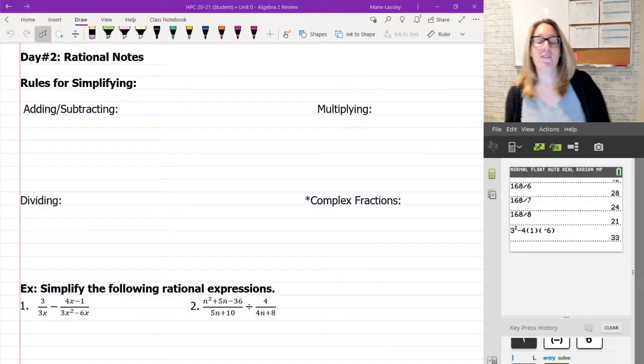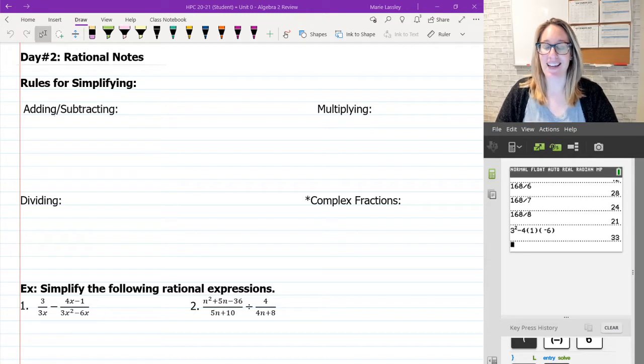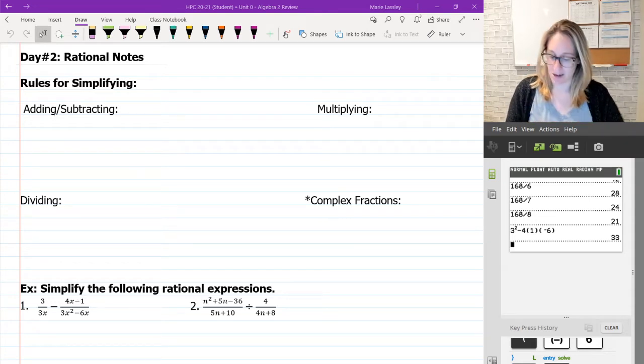Okay, so first we're going to look at simplifying rational expressions. So remember, a rational function is just a function that has an x on the top and on the bottom, or variables of any kind on the top and bottom. They're fractions that have variables in them. That is basically what a rational is. So we're going to talk about our fraction rules. For adding and subtracting, just like fractions, you have to make sure that you have a common denominator.